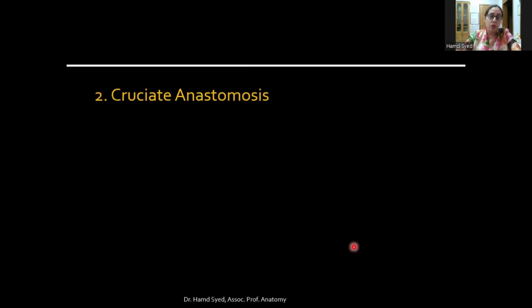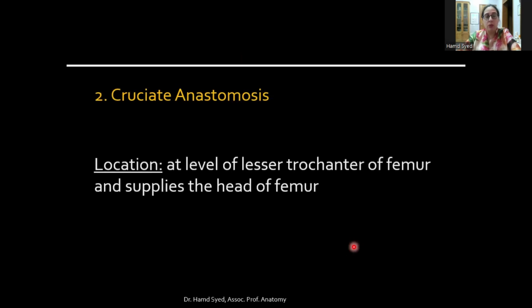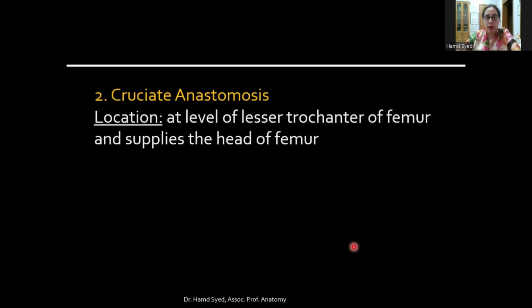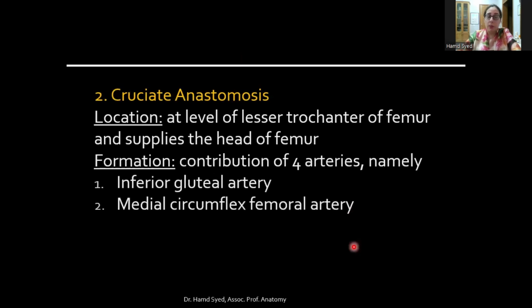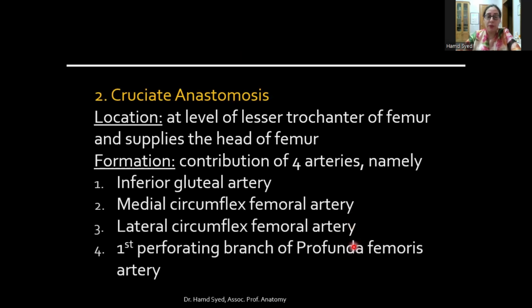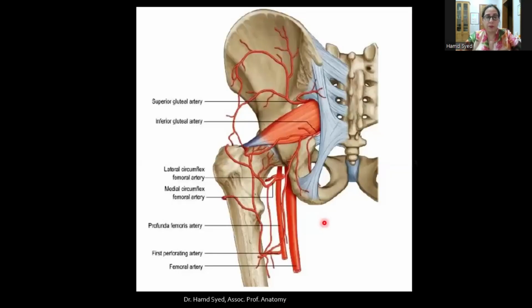The second anastomosis in this region is the cruciate anastomosis. This is lying at the level of the lesser trochanter of the femur. It also supplies the head of the femur, and it is formed by the contribution of four arteries, namely inferior gluteal, medial and lateral circumflex femoral, and the first perforating branch of the profunda femoris artery. So you can see that the superior gluteal artery has been replaced by the first perforating branch of profunda femoris. The rest of the three are the same as they were in the trochanteric anastomosis.